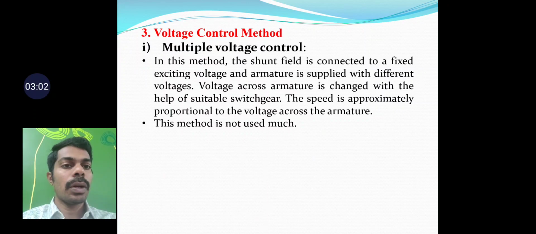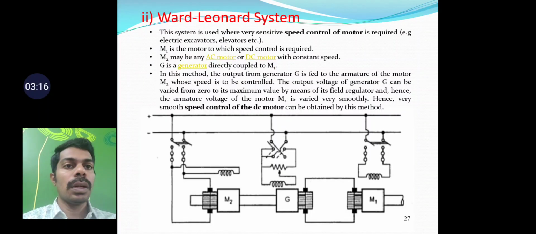The speed is approximately proportional to the voltage across the armature, but this method is not used much for speed control. And the next one in the voltage control method is Ward Leonard system. This is one of the important speed control techniques for DC shunt motor. In this system, very sensitive speed control is achieved, for example, in electrical excavators, elevators, etc.